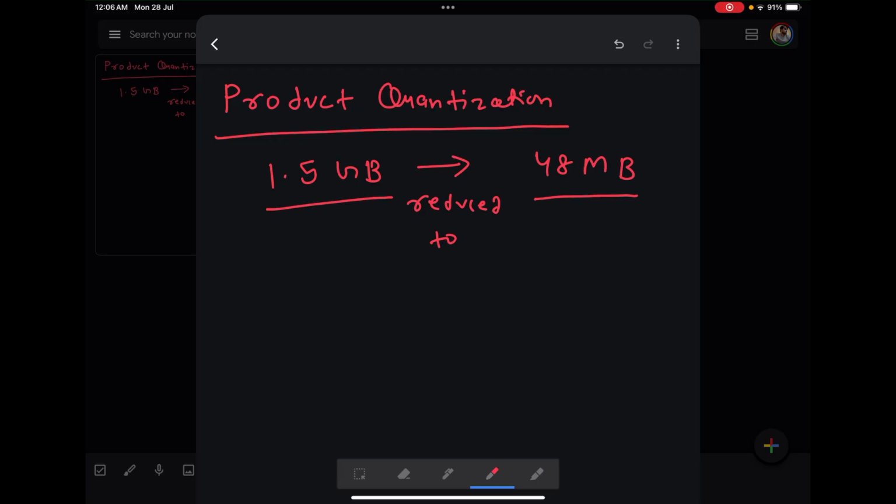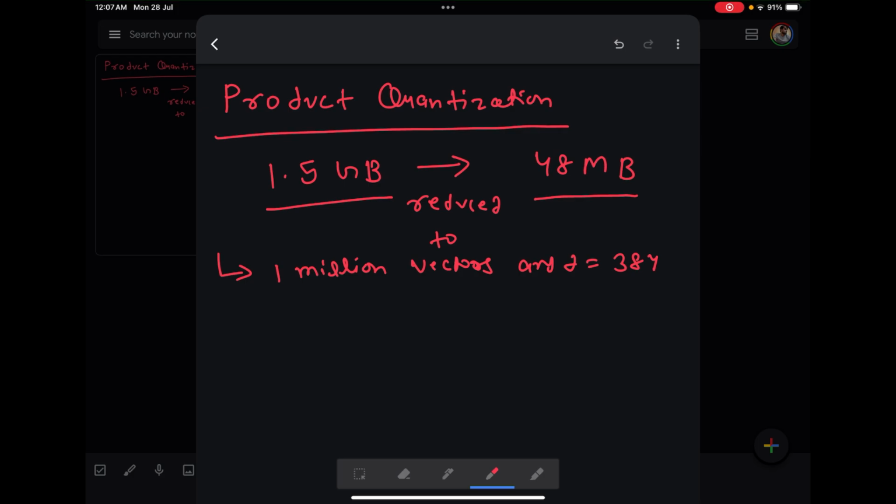Okay, so let's create a problem. Suppose I have 1 million vectors, and each has a dimension of about 384. When we say dimension, essentially dimension means the length of the vector. So we have 1 million vectors and each vector has a length of 384. Let's compute how much storage space these 1 million vectors would take.